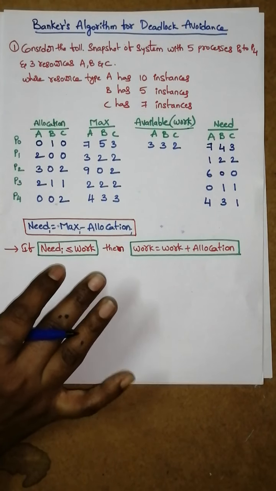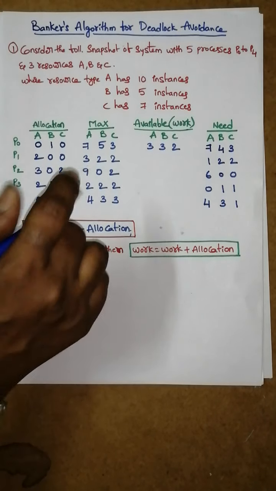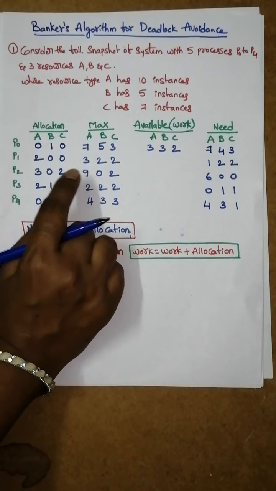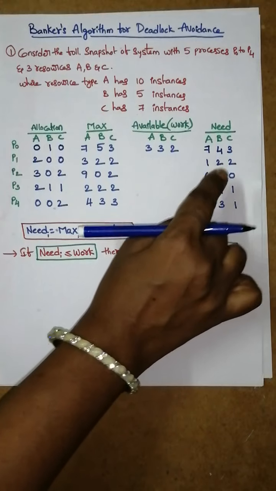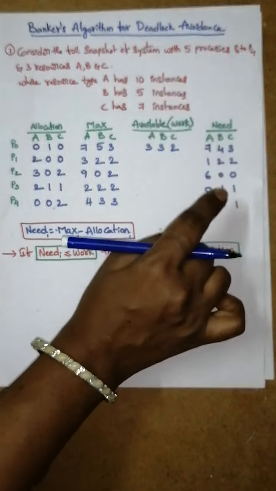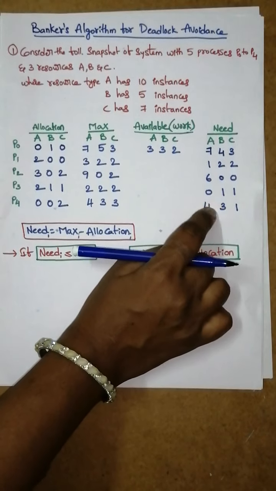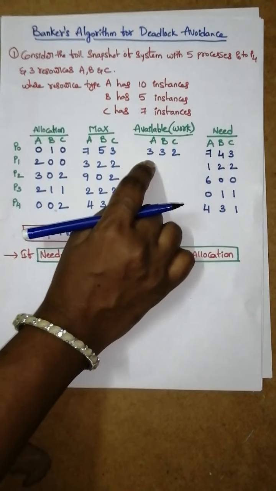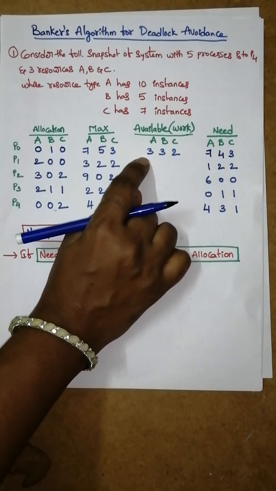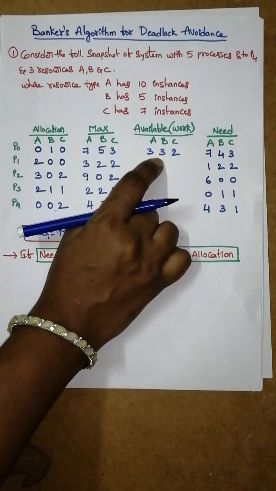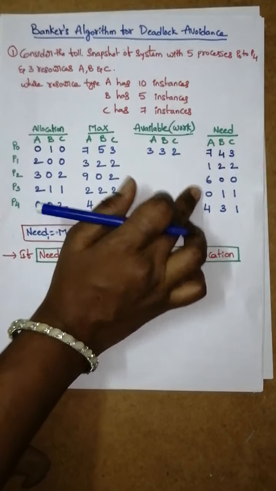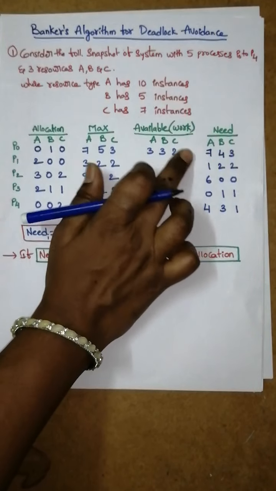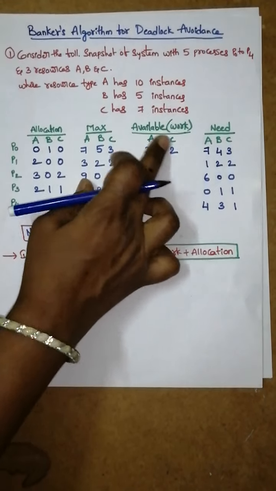Let's see in simple terms what it means. You have asked for something, I have allocated something. The pending is called need. So I should give these pending values to you. Before giving this, I should check how many are available with me. So 3 3 2 are available with me. It means that I can give only to those who are asking less than 3 3 2.